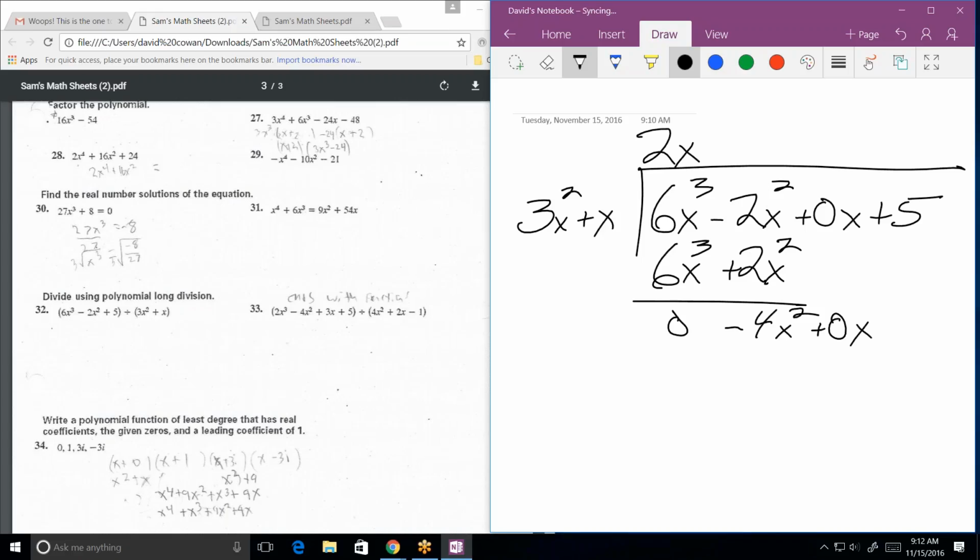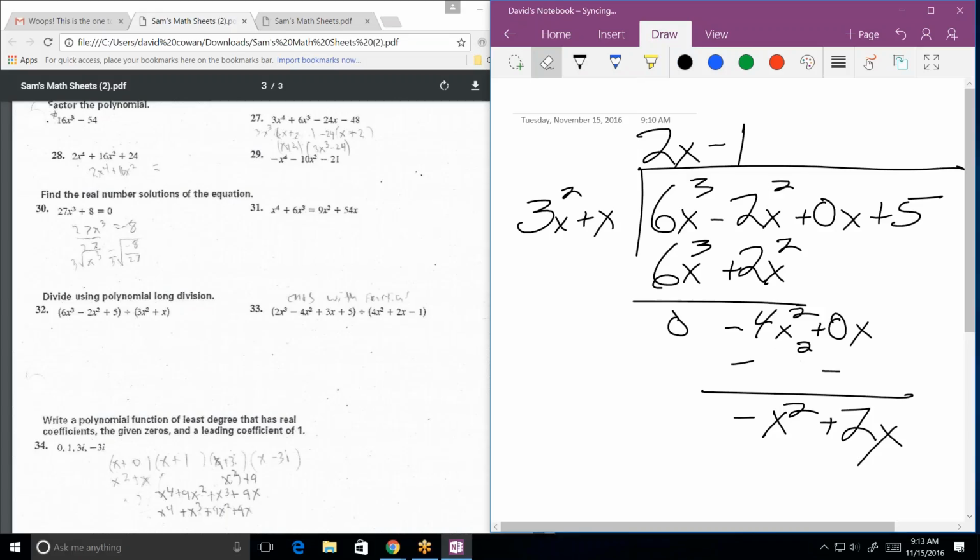Okay, now 3x squared goes into minus 4x squared. Negative 1. Yeah, excuse me. And then multiply the negative 1 by both terms. And subtract, and you end up, where did I go wrong here? x minus a minus x is 2x. Can't have that remainder. You know what? Here's where I went wrong. I was actually doing it correctly.